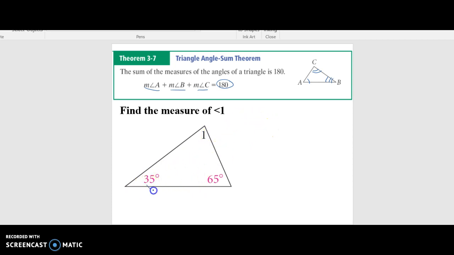A lot of students like to take the two angles that are given and add them up. So this would give us 100, and then they would say if all three angles add up to 180, angle 1 would be 180 minus 100, which is 80. Now, what I like to do is just take 180 and subtract the angles I know. So subtract the 35, subtract the 65, and you would get 80 degrees.